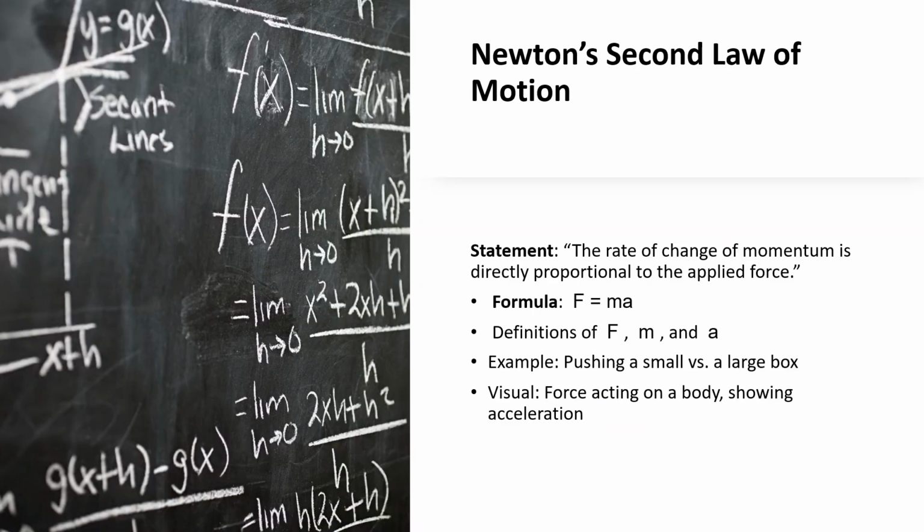Newton's second law states that the force acting on an object is equal to the mass of that object multiplied by its acceleration. F equals ma. This law quantifies the relationship between force, mass, and acceleration. Force: the push or pull acting on an object. Mass: the amount of matter in an object. Acceleration: the rate at which an object's velocity changes.